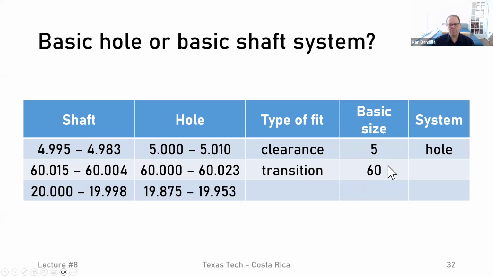Now we have a basic size of 60, and we look at which one has a limit that is the same as the basic size. Well, obviously, we have the 60 here, right? So that means it is also a hole system. All right, next, what do we get next?